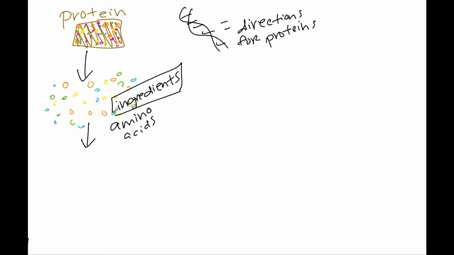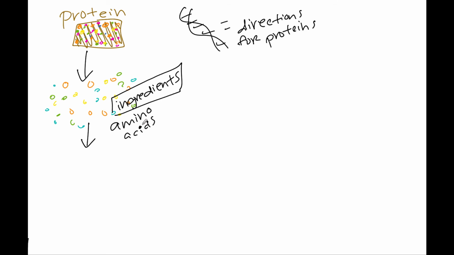So this is why it's important to have a varied diet, right? Because if you don't have a varied diet, you're just going to have the same old amino acids over and over and over. And if we don't have enough variation, we can't make the hundreds of proteins that we need for our body to do different functions.